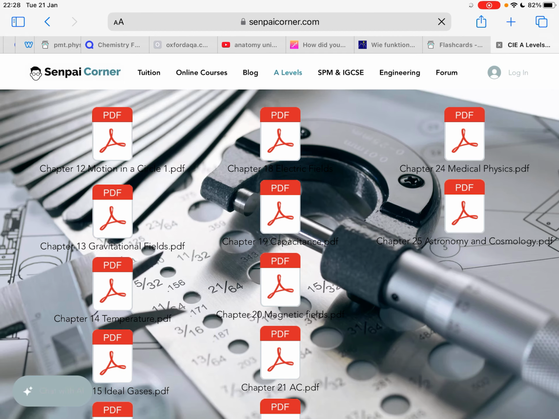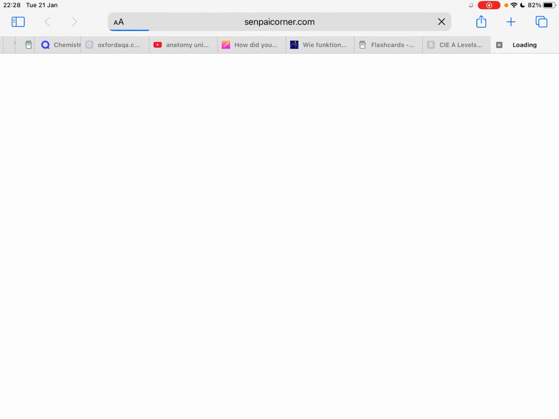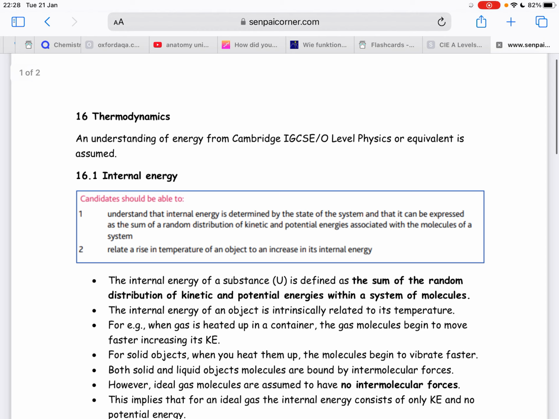We are doing thermodynamics, which is basically chapter 16. Here we go. Let's just revise for the last time. Thermodynamics: an understanding of energy from the IGCSE or equivalent is assumed, which is basically that we need to know that the law of conservation of energy is that energy can never be created or destroyed. It can only be transferred, and that the internal energy is the sum of both kinetic and potential energy.